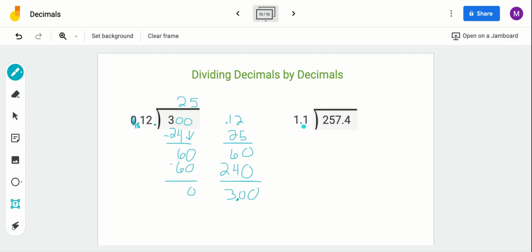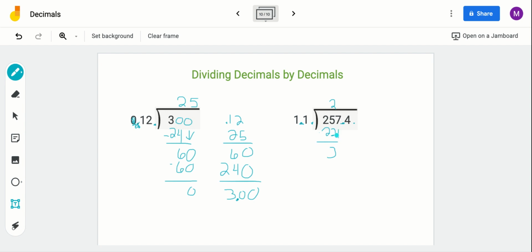All right. So here we have 1.1. I really want to make that into 11, so I'm going to move that decimal point over here. So I'm going to do the same thing here. This decimal point is going to end up over here. So 25 divided by 11, that's going to be 2. 2 times 11 is 22. I subtract that, end up with 3.